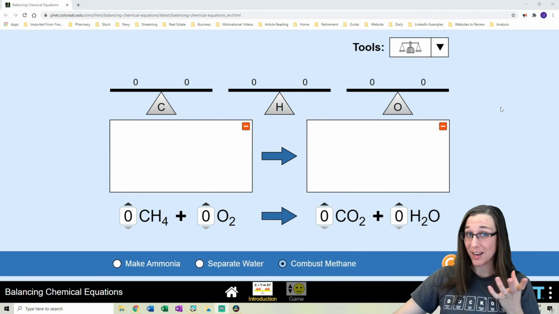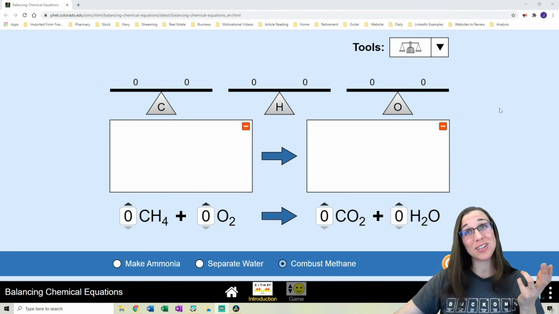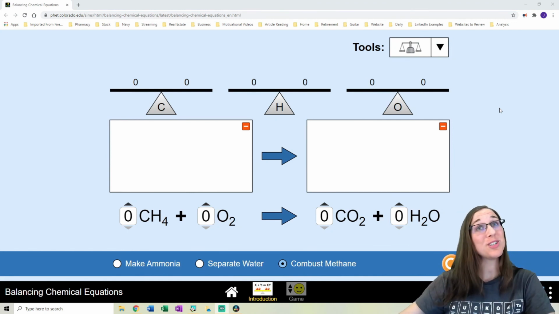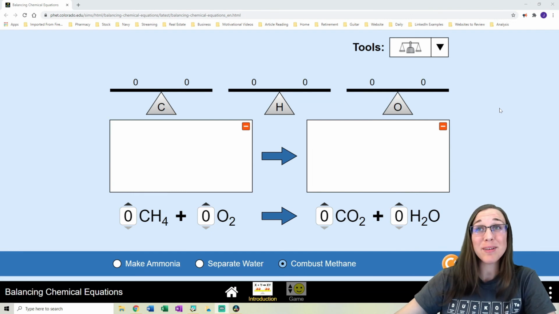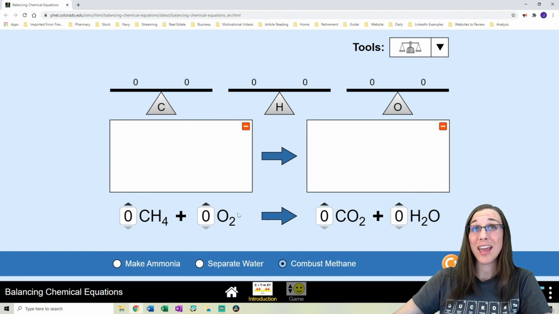Are you more of a visual person? You like to see an actual picture come into play when it comes to these obscure chemistry concepts? These PhET simulators might be just the thing for you. Let me show you what this looks like for the same exact chemical equation we were just playing with, but with pictures. We have our CH4, our methane, and our oxygen combusting to create CO2 and water vapor.